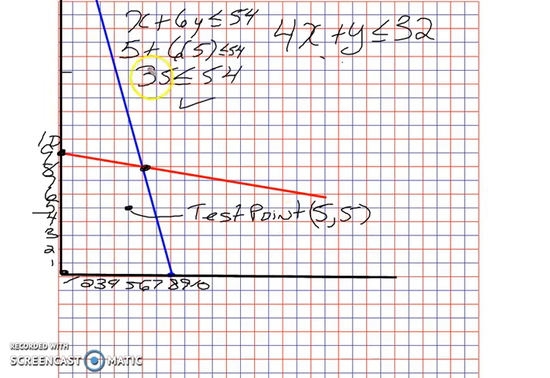I test it out. 5 plus 6 times 5 is smaller than or equal to 54. 6 times 5 is 30 plus 5 is 35. Yep, that's smaller than 54.